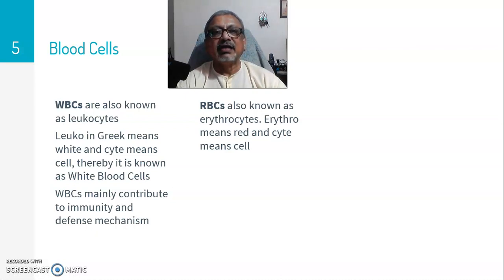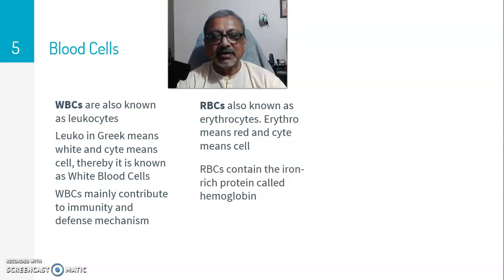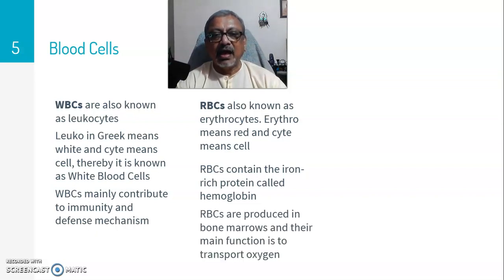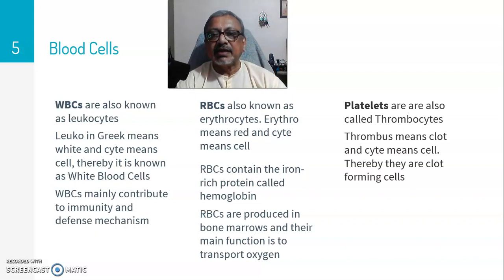RBCs are known as the erythrocyte, and erythro means the red and cyte means cell. So RBC contain the iron rich protein which is also called hemoglobin. RBCs are produced in the bone marrow and their main function is to transport oxygen.